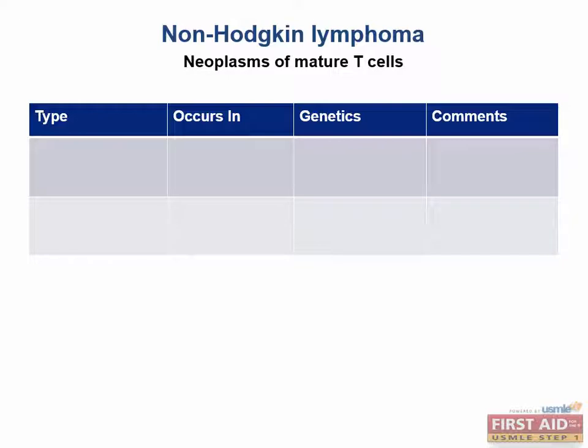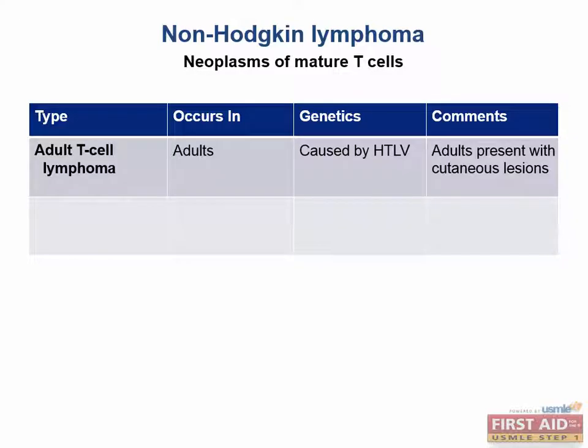Transitioning to the mature T-cell lymphomas, adult T-cell lymphoma is caused by the human T lymphotropic virus and is a particularly aggressive lymphoma, and patients will present with cutaneous lesions. Adult T-cell lymphoma is also associated with IV drug abuse.